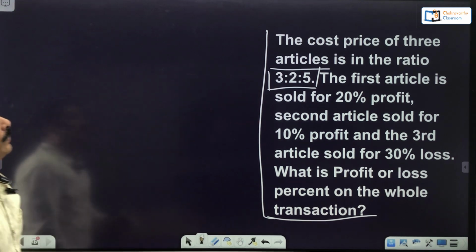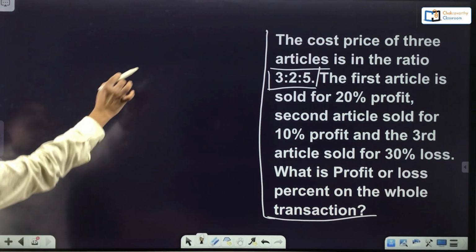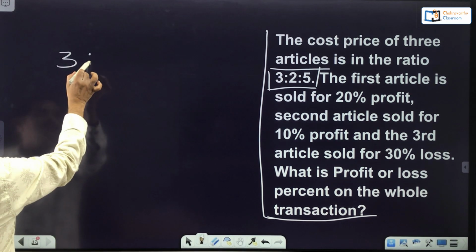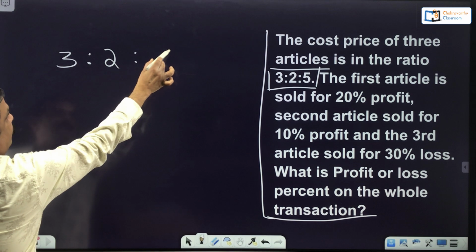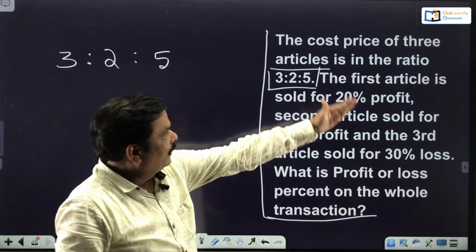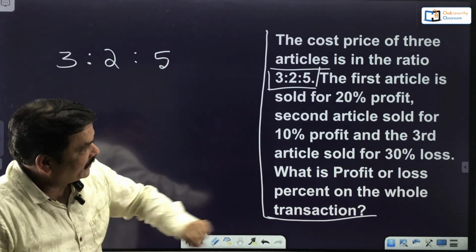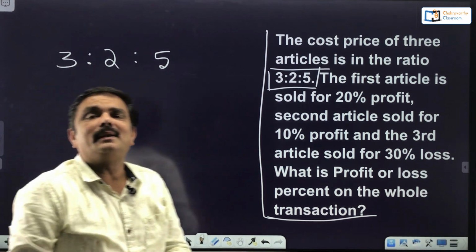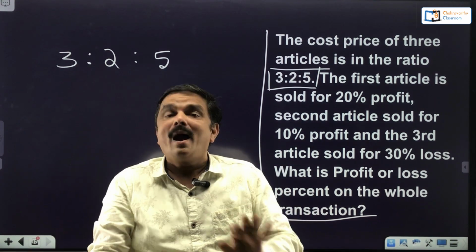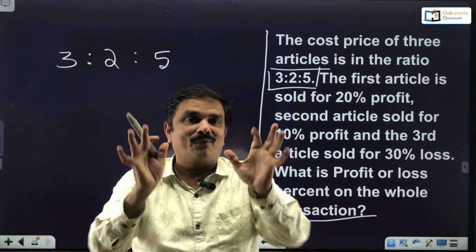First let us take the cost price. Total three articles are there: first, second, third. The ratio they have given is 3:2:5. This is the cost price. After that, the first article is sold at 20% profit, the next at 10% profit, then the third one at 30% loss. Don't take anything as X or Y, and don't go for any elaborated way. Simply we can solve like this.